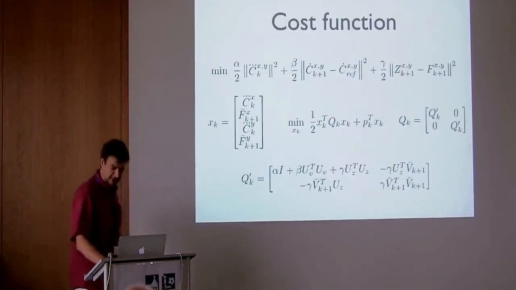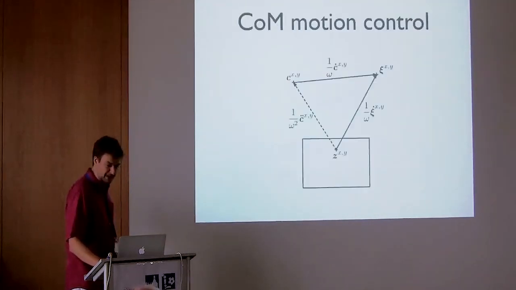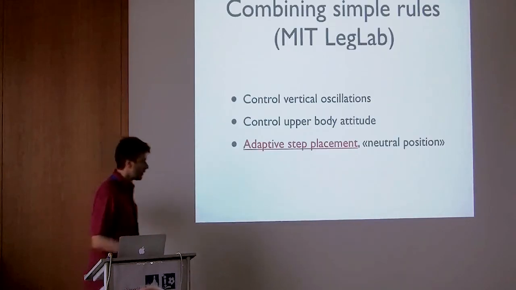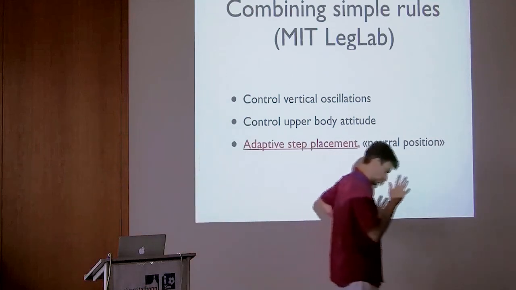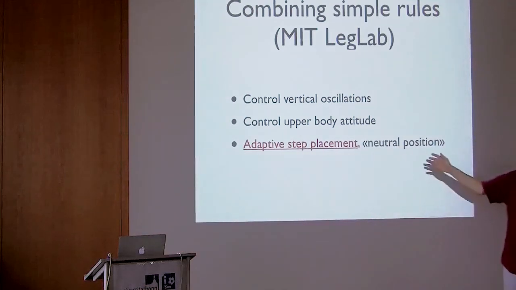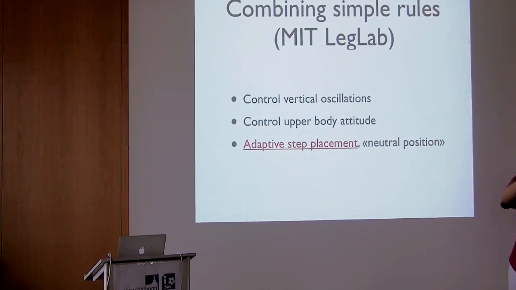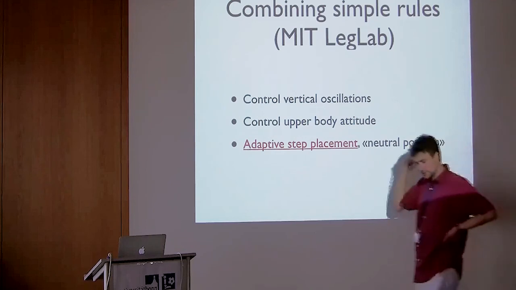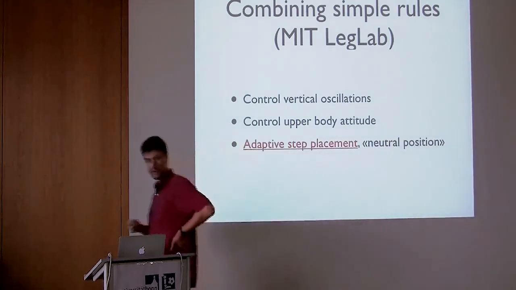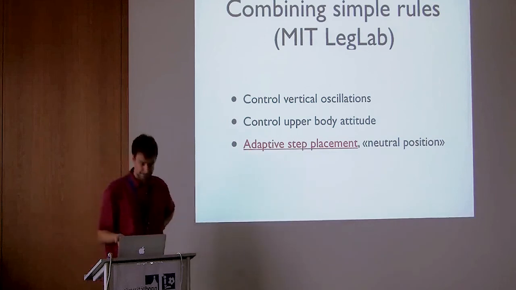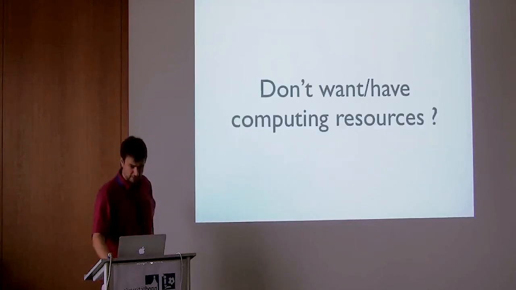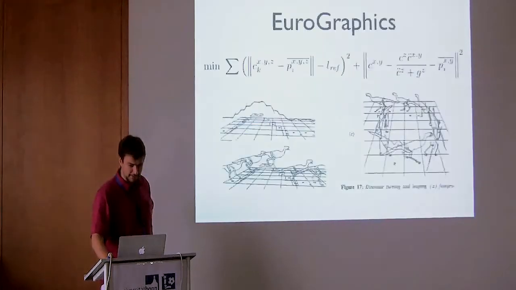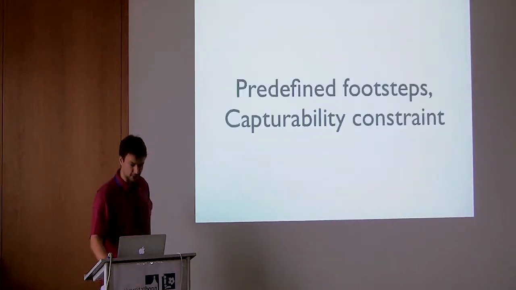Yes, you told me you were going to ask this question. What you are thinking about is what Marc Raibert was doing with the neutral position, as far as I understand. So if you don't want to stop in two steps, but want to keep the current speed, that's what he called a neutral position. You can compute it with analytical formulas in simple cases. That's what Raibert was doing for his robots.